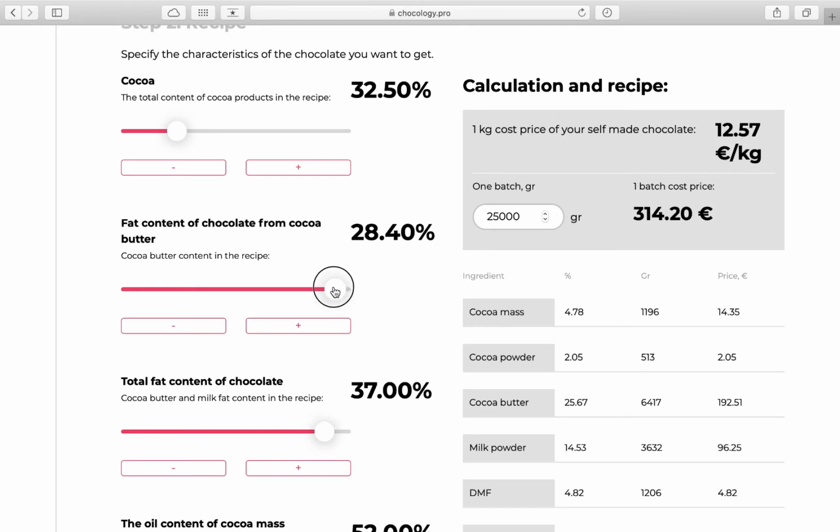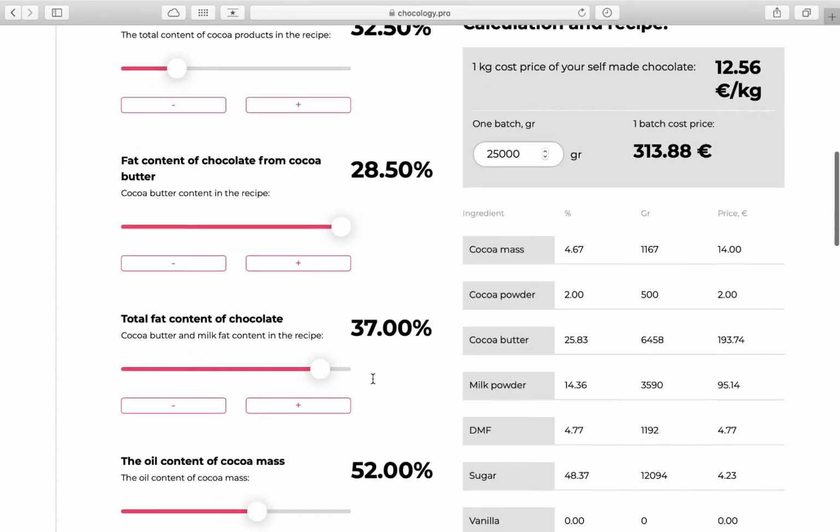Thereby, we can simply reduce the fat content of chocolate, cacao butter, and free up space for cacao fibers. That is to say, the difference between 27% and 32.5 will already be 5.5. In other words, 5.5% is cacao fibers, which give color and chocolate flavor. I'll put it back to 28.5.